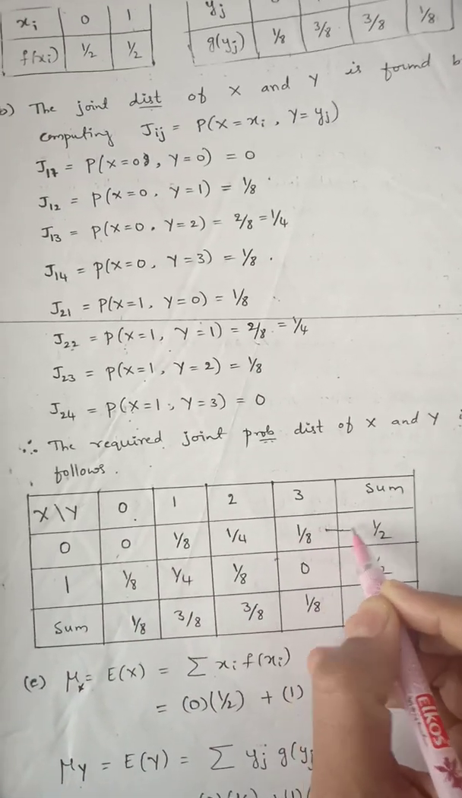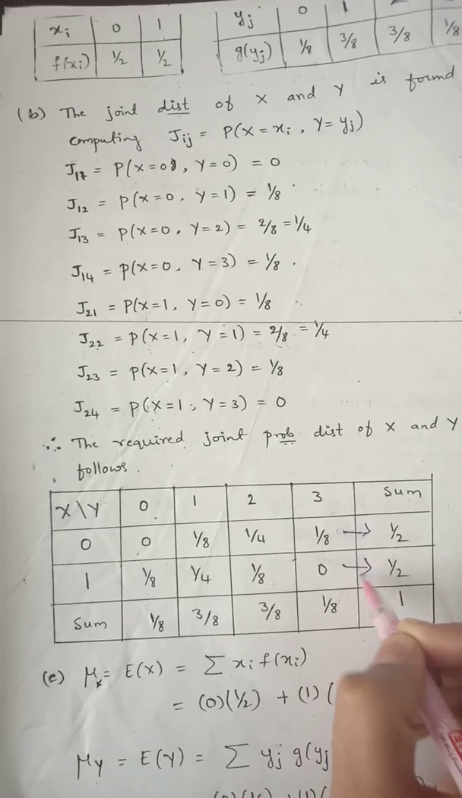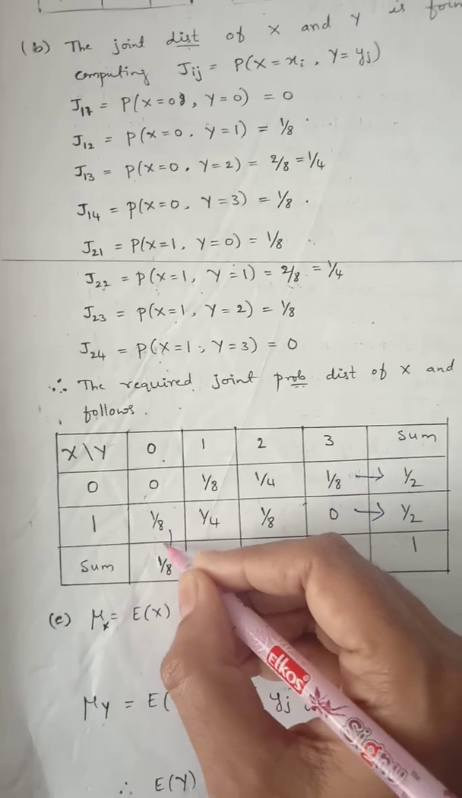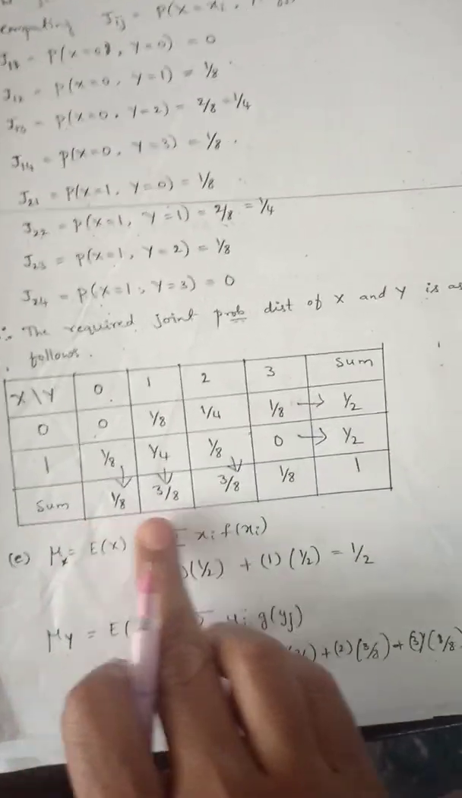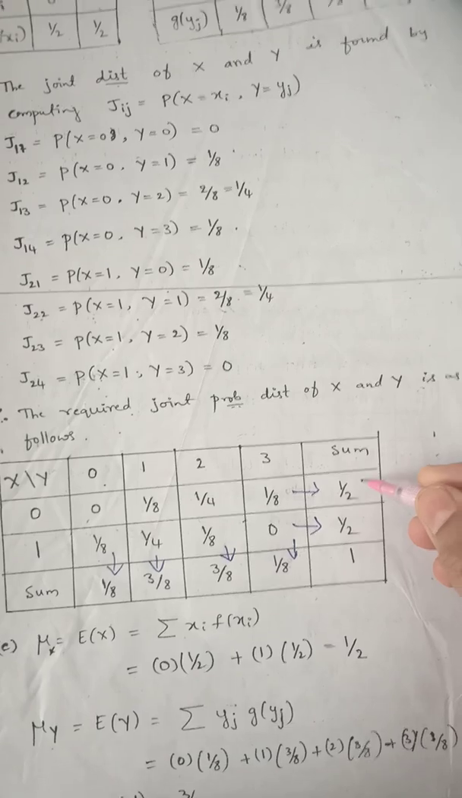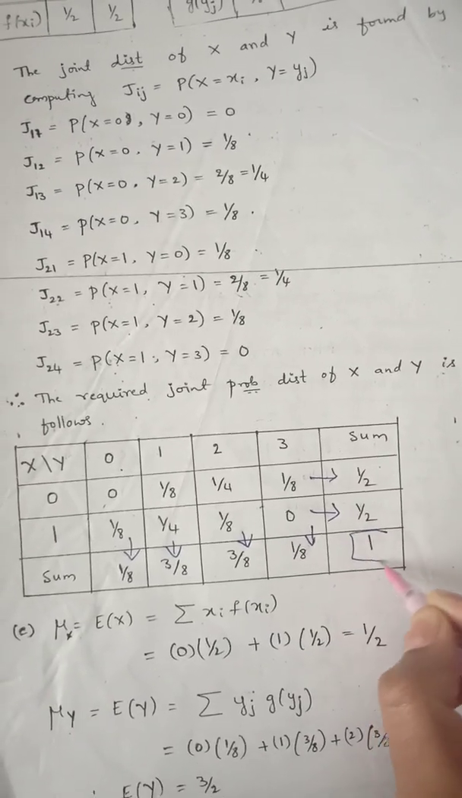Adding all these values you get 1 by 2. Here also if you add all these values you get 1 by 2. Here also you add the values, so you get 1 by 8, 3 by 8. So for a correct joint probability distribution, the sum should always be equal to 1.